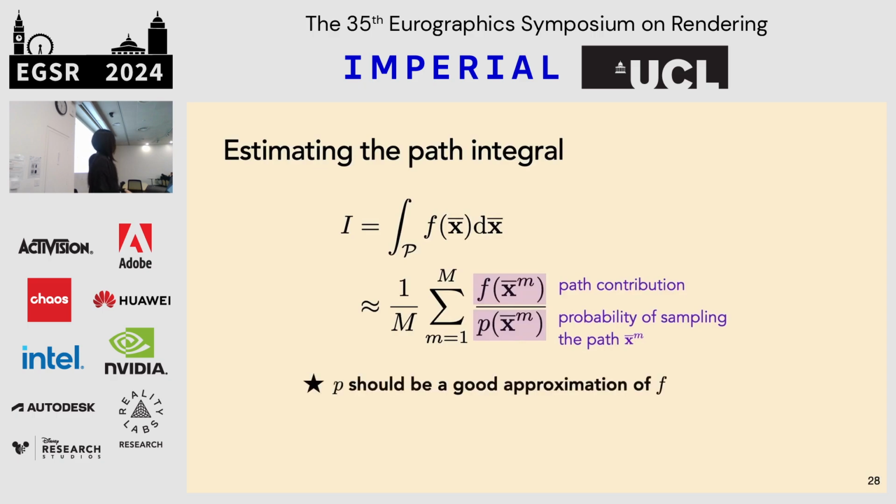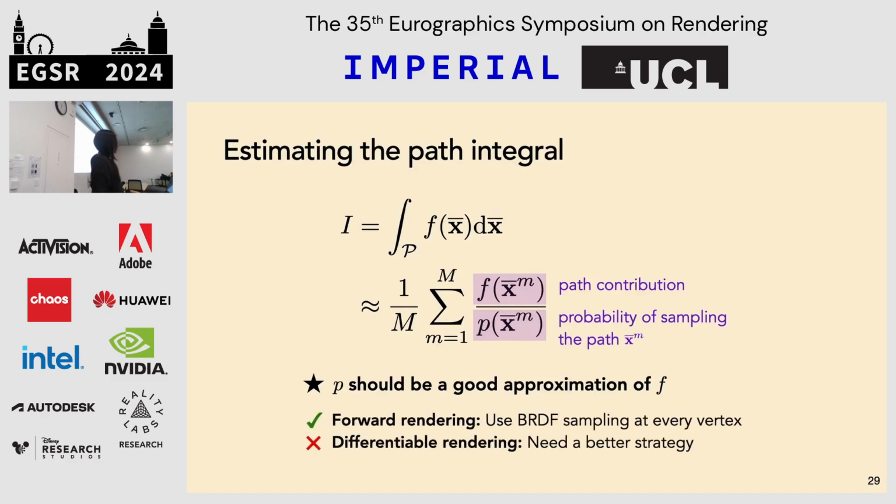For this estimator to have low variance, the paths should be sampled from a distribution that is a good approximation of the integrand. For surface rendering, this is usually done by sampling directions proportionally to the BRDF at each vertex. The same strategy is usually used for differentiable rendering, but we'll see that this is suboptimal because the integral formulation for differentiable rendering is not the same.